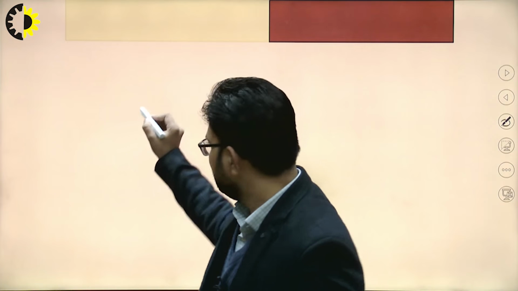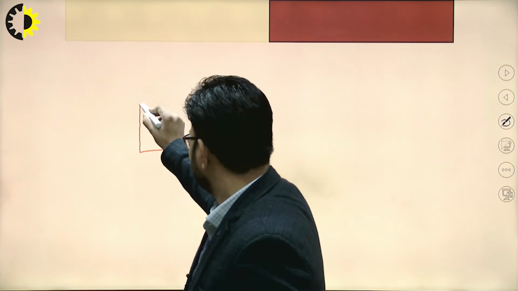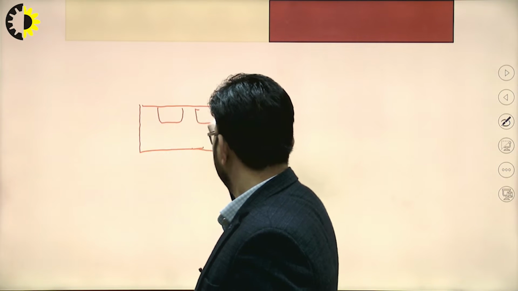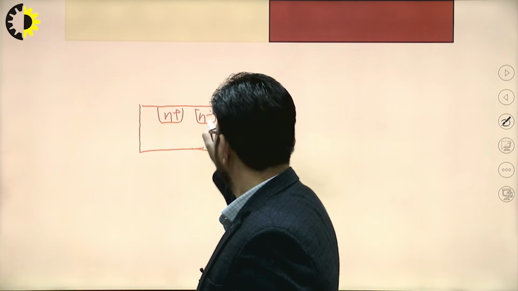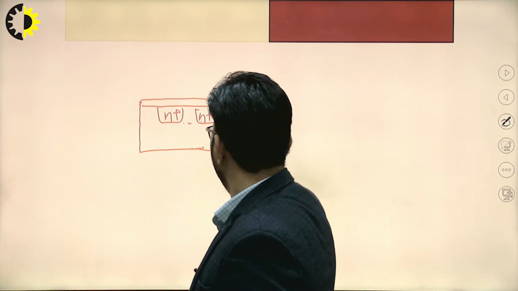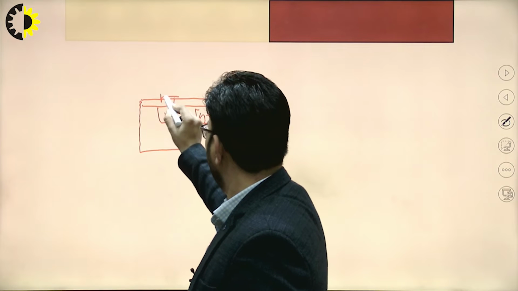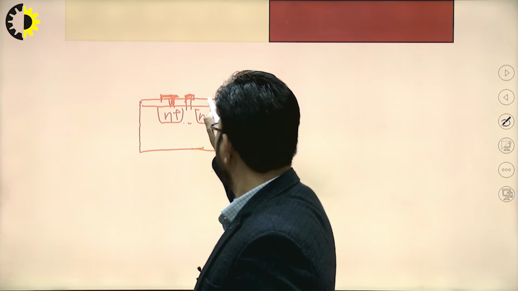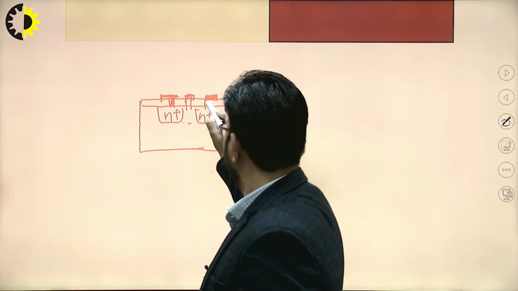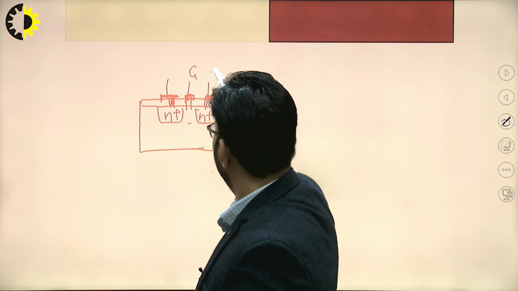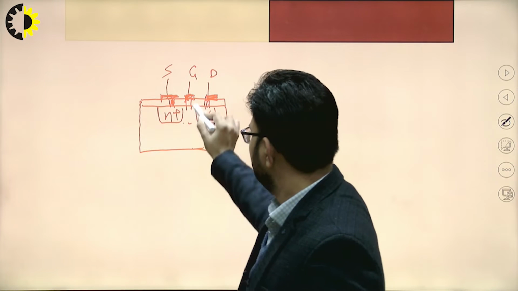So let us start. If you draw the simple MOSFET circuit, it will look like this one. So this is the MOSFET circuit. This one is gate, drain, source, right?